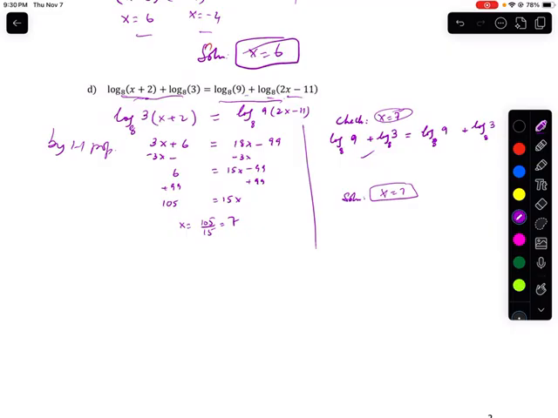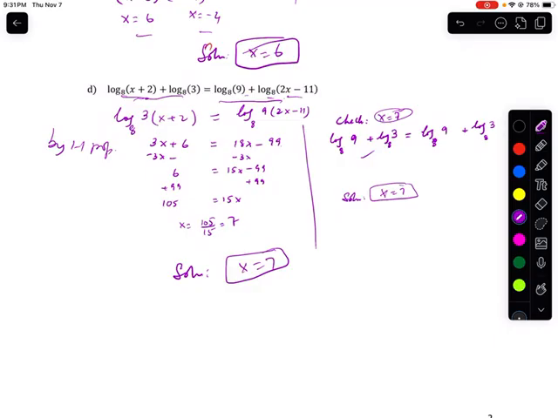You can now say 3x minus 6 equals 18x minus 99, and do your little algebra here, and we get x is equal to 7. Now we check and it satisfies, so we get solution x is equal to 7.